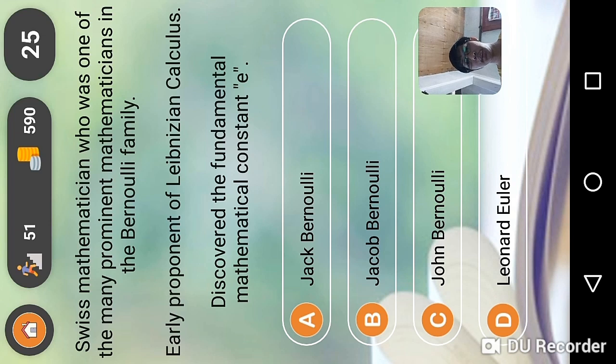Swiss mathematician who was one of the many prominent mathematicians in the Bernoulli family. Early proponent of Leibnizian calculus. Discovered the fundamental mathematical constant e. Ito ay si Jacob Bernoulli.